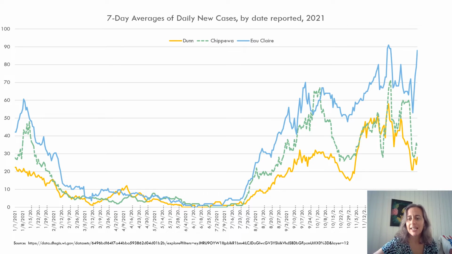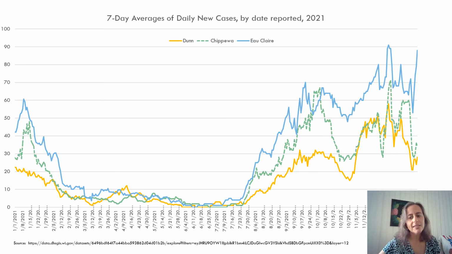Let's say I wanted to say, how is Dunn County doing compared to the other nearby counties in the Chippewa Valley? So this line graph is again looking at 7-day averages of daily new cases, but comparing Dunn County to Chippewa County to Eau Claire County. And you can see that we all have followed the general same pattern, but that, gosh, look, Eau Claire is so much higher in general, most of the time, than Chippewa or Dunn counties. And in fact, Dunn County seems to have the lowest case numbers.